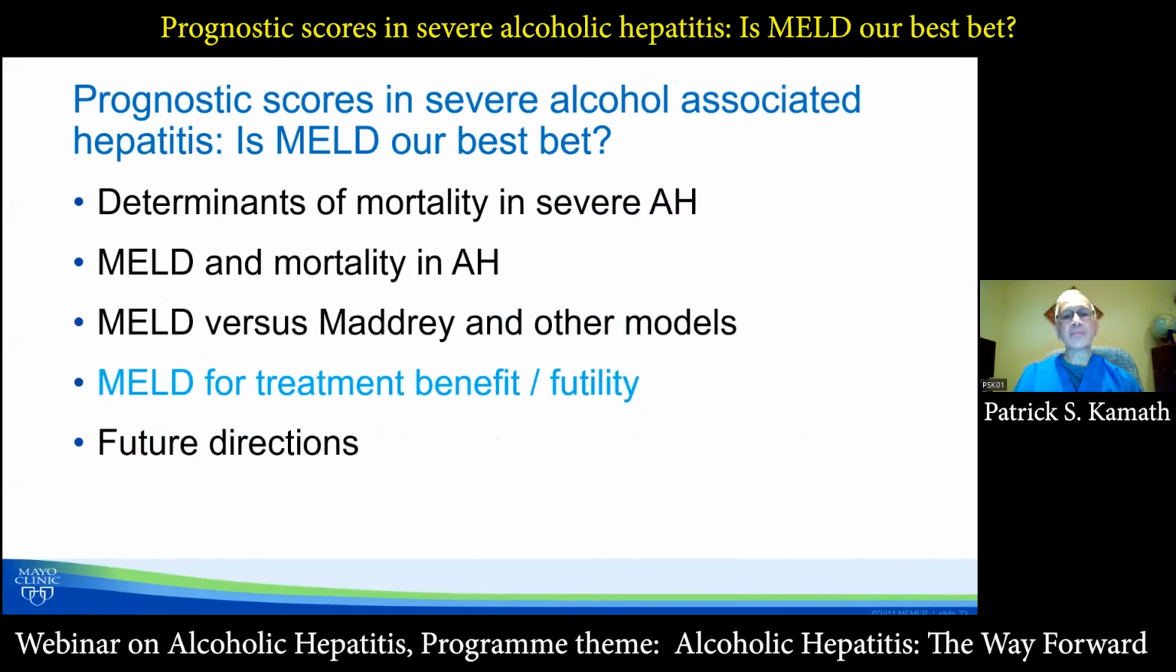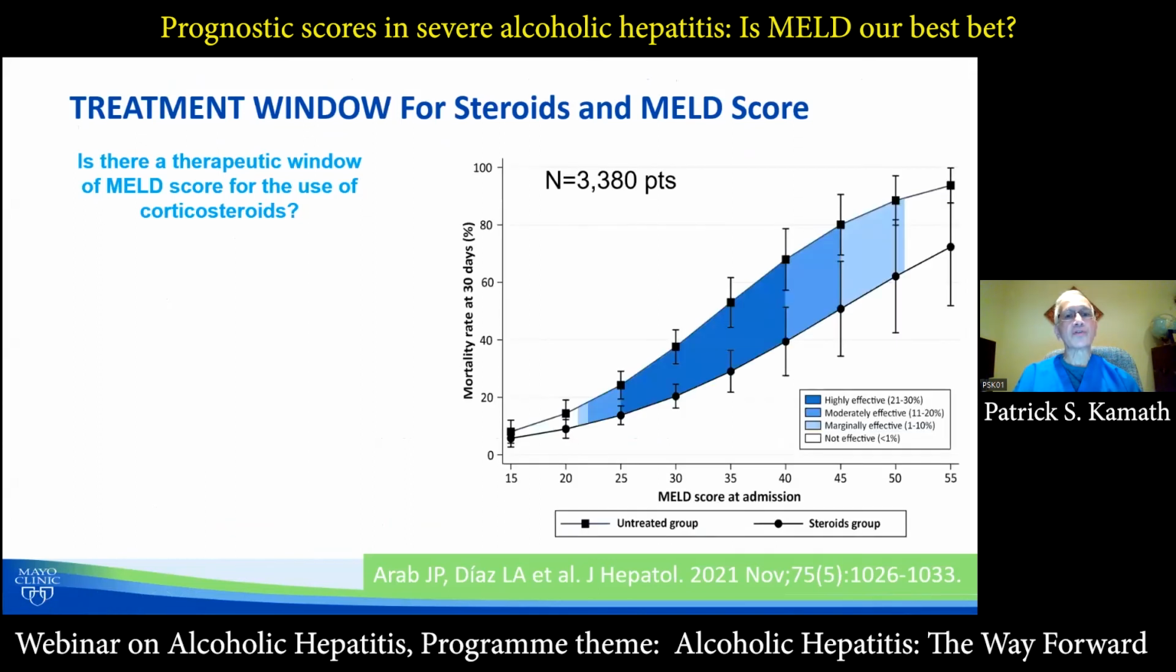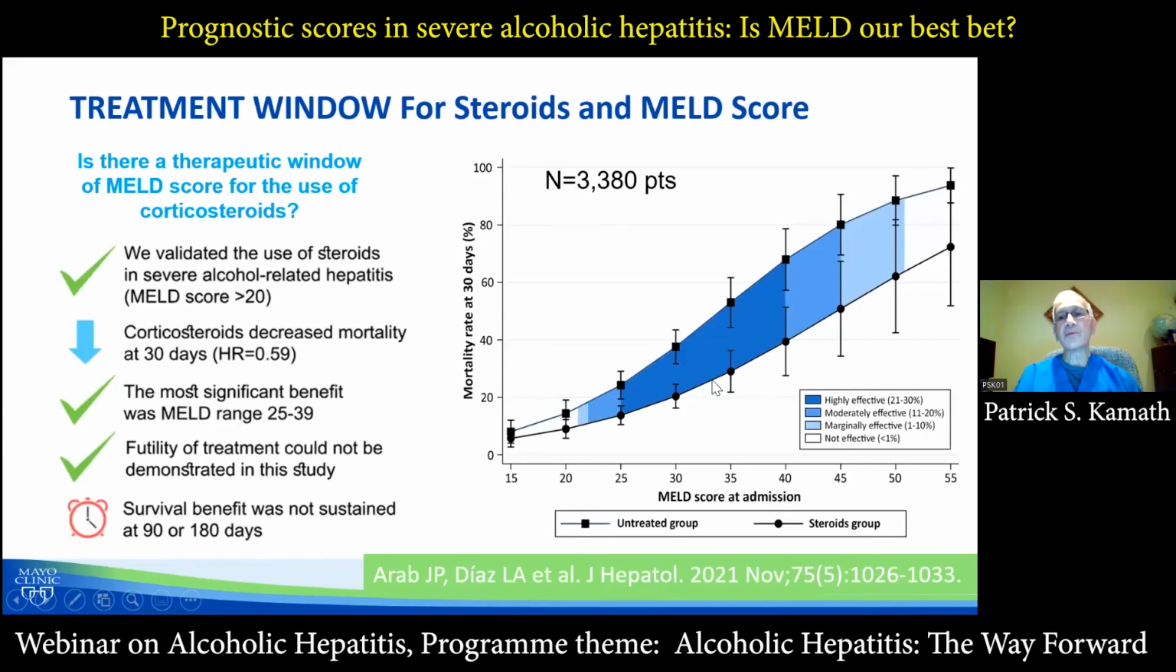Finally, what about treatment benefit using MELD or futility? And this again, I have to thank JP for this global study where they address the question of whether there's a therapeutic window of MELD score for the use of corticosteroids, 3,380 patients. The circles are mortality following steroid treatment, the squares in the control group. And the difference is the difference in mortality. So you can see the largest difference, which is highly effective, which is greater than 20% reduction, is in the dark blue. So in this study, they confirmed the benefit of steroids in MELD score greater than 20.